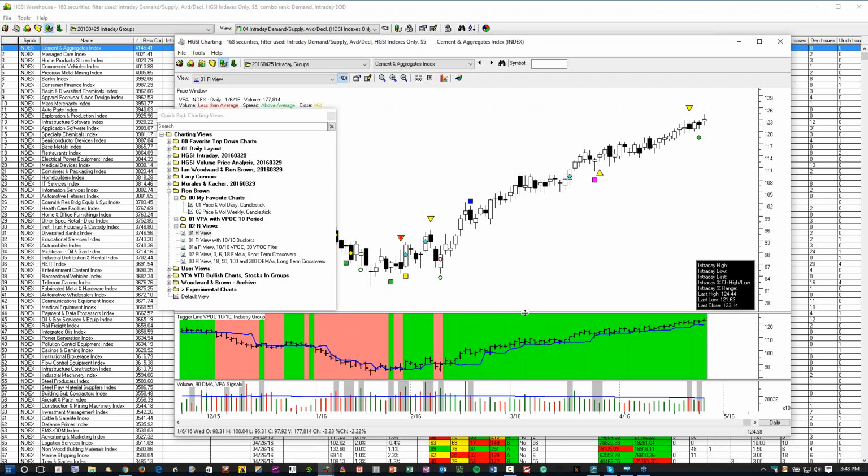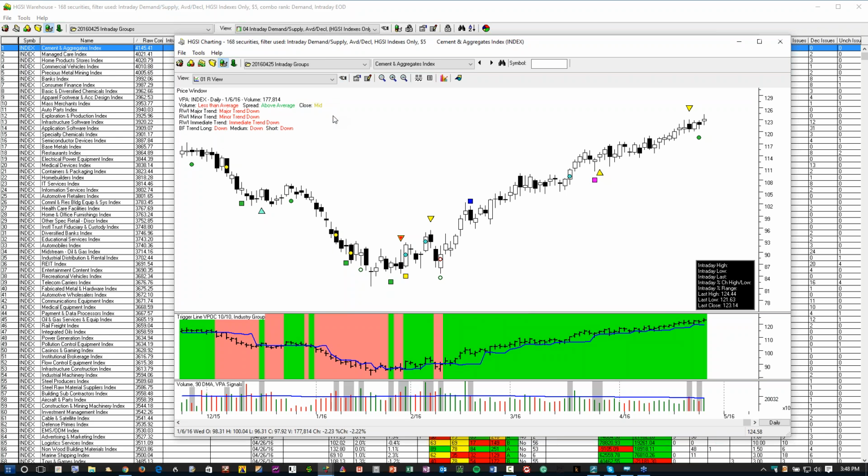Now, I'm not going to get into all the intricacies of this. This is something brand new in HGSI, and this is what makes HGSI so flexible and powerful, is that we add new indicators all the time, and this is something that is not available in any other software program. Anyway, we can come back to this.